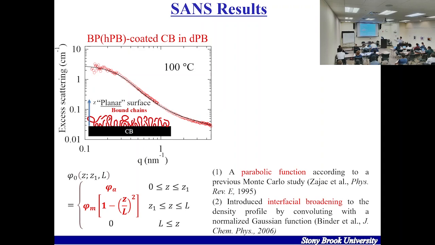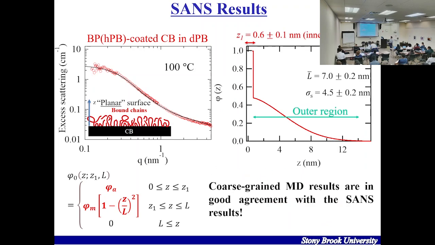The black dotted line corresponds to the calculated scattering profile based on the density profile which we assume. Based on the data, we found that the bound layer has two components. One component we call the inner layer, with a thickness of less than 1 nanometer. This is the volume fraction of the H polymer as a function of distance from the carbon black surface. Within this regime the volume fraction of the H polymer is 1, which means there is no penetration of the matrix polymer.